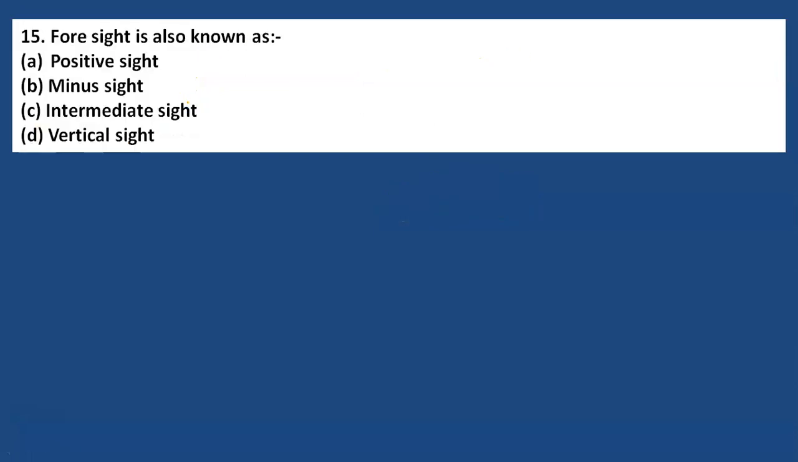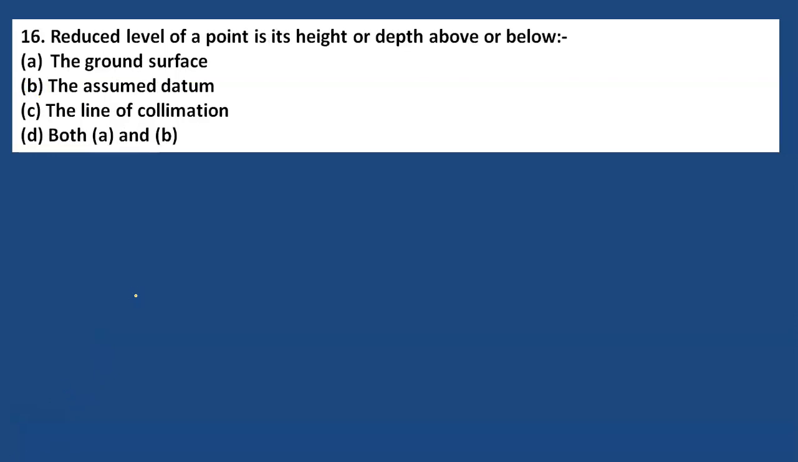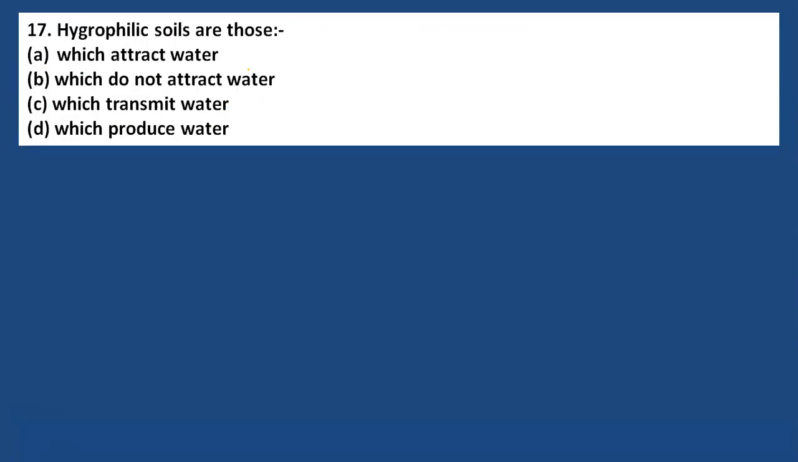Next question. Foresight is also known as, it is also known as minus sight. Okay, so for backsight it is a plus sight and foresight it is a minus sight. Option B is the correct answer. Next question. The reduced level of a point is its height or depth above or below the assumed datum. Okay, assumed datum. Option B is the correct answer. So next question. Hygroscopic soils. So hygroscopic soils are those which attract the water. Option A is the correct answer.